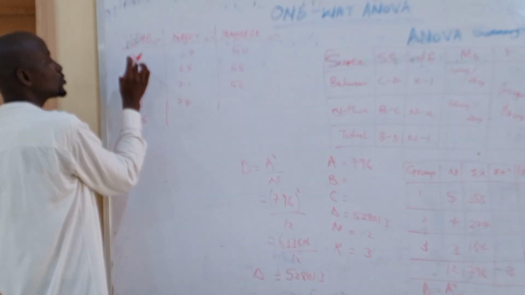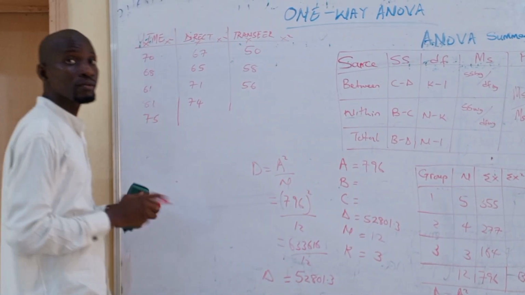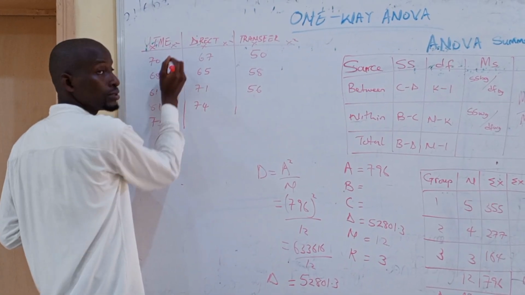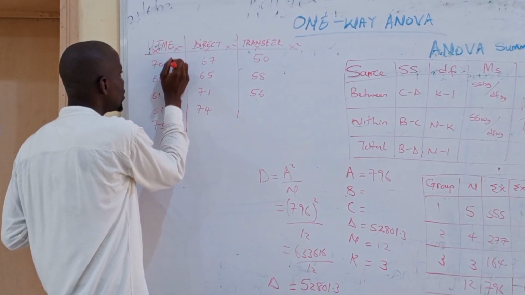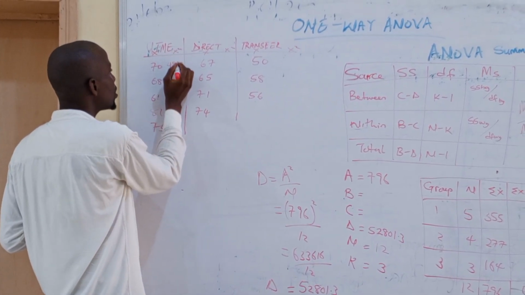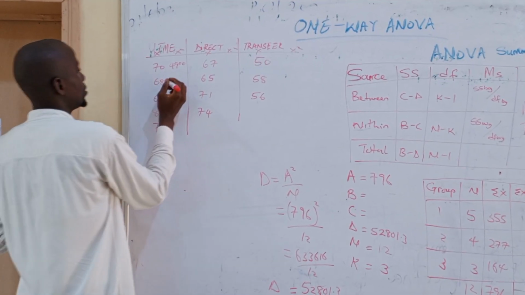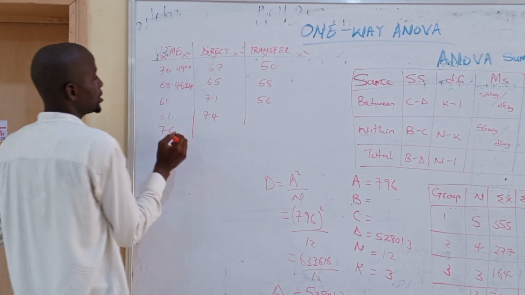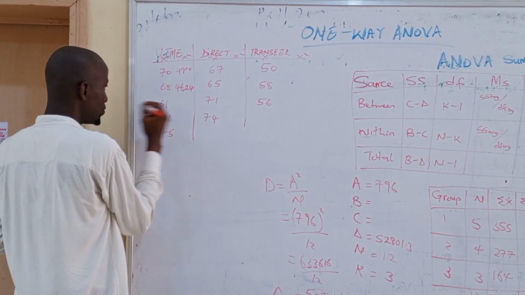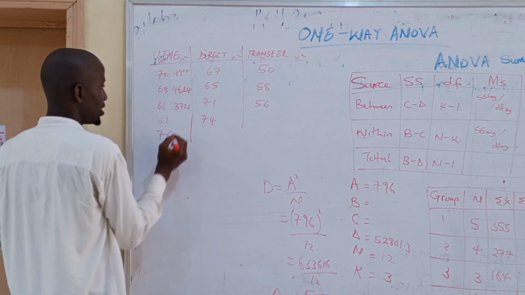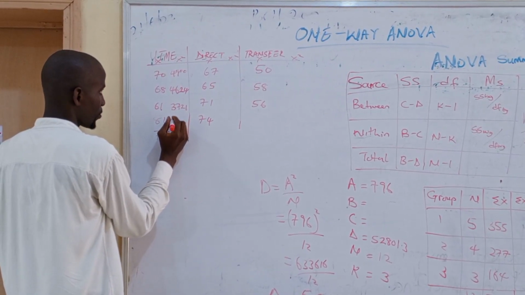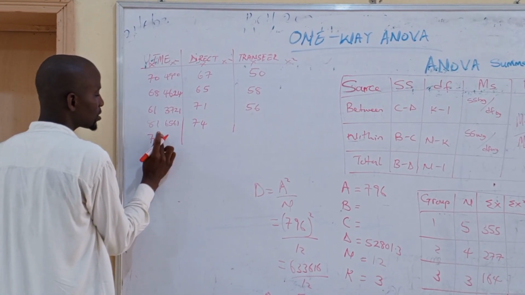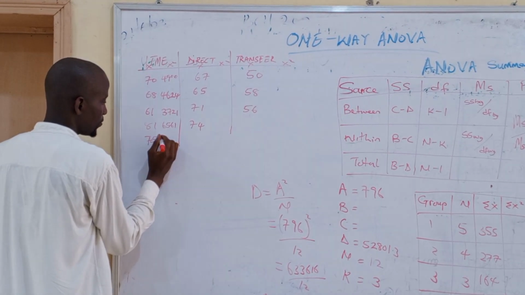Let us start. 70 square will give us what? 4900. 68 square will give us what? 4624. 61 square will give us what? 3721. 81 square will give us what? 6561. 75 square will give us 5625.